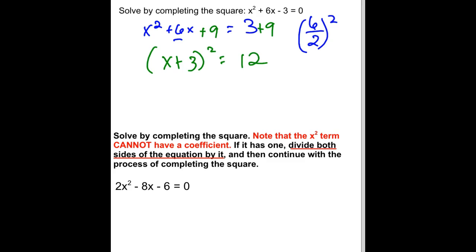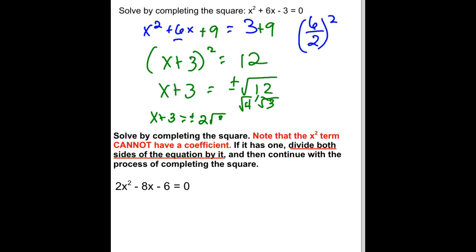What's my next step? Now, can I simplify the square root of 12? This is why I had you do that worksheet last Friday. What can I do to it? Think of it as 4 times 3. So when I square root it, it becomes 2 root 3. Okay, so I have x plus 3 equals plus minus 2 root 3. And last step, subtract the 3 over. So my final answer is x is -3 plus and minus 2 root 3. We good with that?